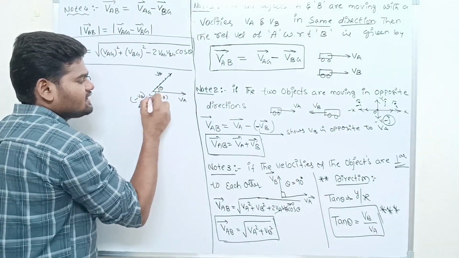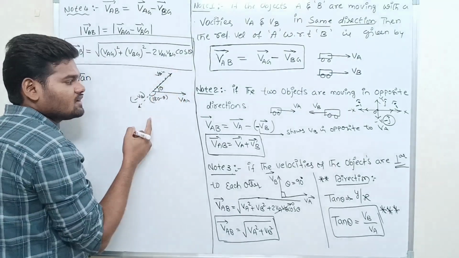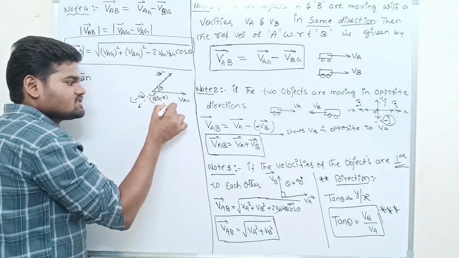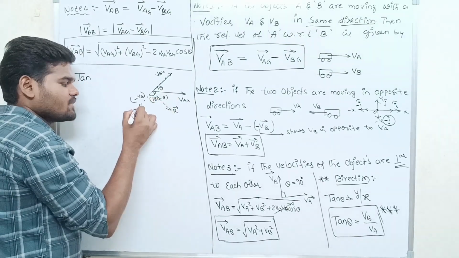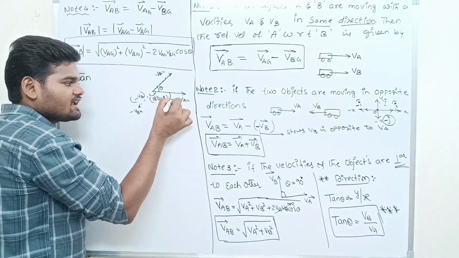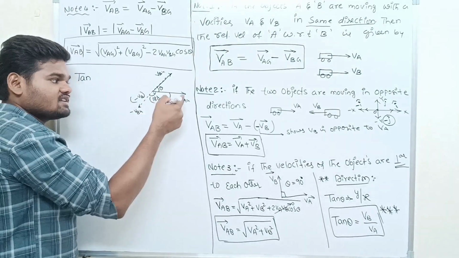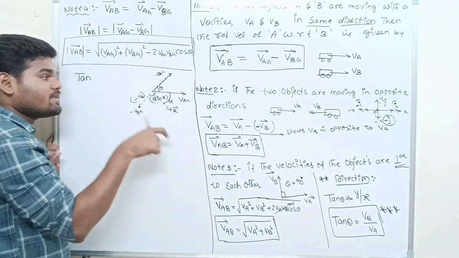180 minus theta. So what is this velocity of an object A with respect to ground? Now what is the resultant? This vector gives the resultant of these two vectors, VA minus VBG. Now this resultant vector is making an angle alpha with the VA vector. Now what is the direction of the R bar vector?